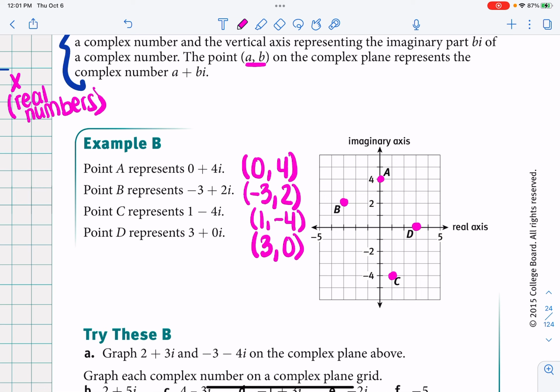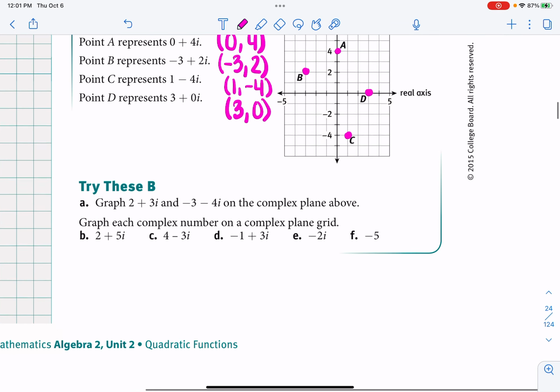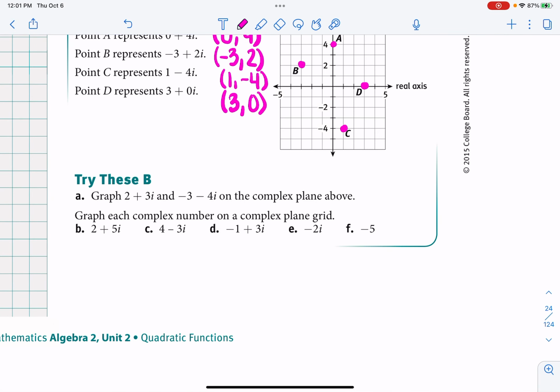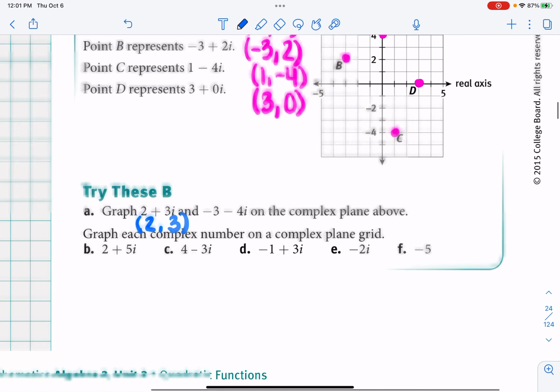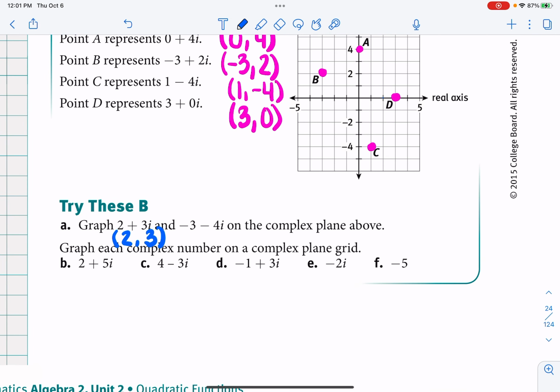Okay. So it's very similar to how you've graphed before. It's just now we're adding an i to the equation. So let's practice a couple of these, okay? It says graph 2 plus 3i and negative 3 minus 4i on the complex plane above. Okay, so looking at this, I like to write it as a point just to make it simpler for me, okay? 2 is your a value, so that's your first number, and then 3 is your b value. So it'd be the point 2, 3. So I go right 2 and up 3, and that would be this point. And I'm going to call that point E, okay?